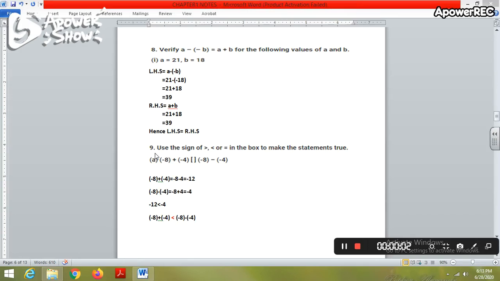Number 9 is: use the sign of greater than, less than or equal to in the box to make the statements true.